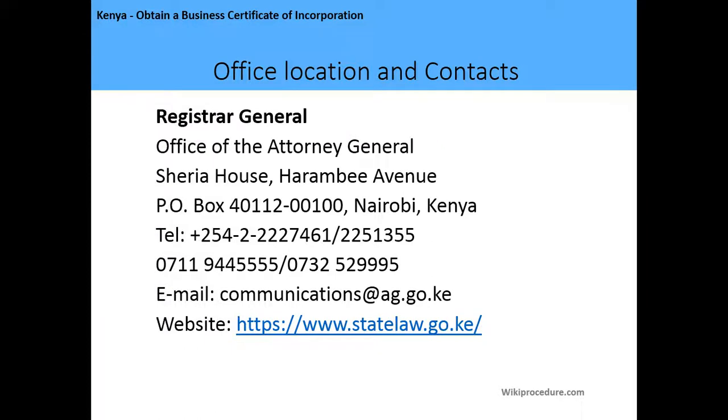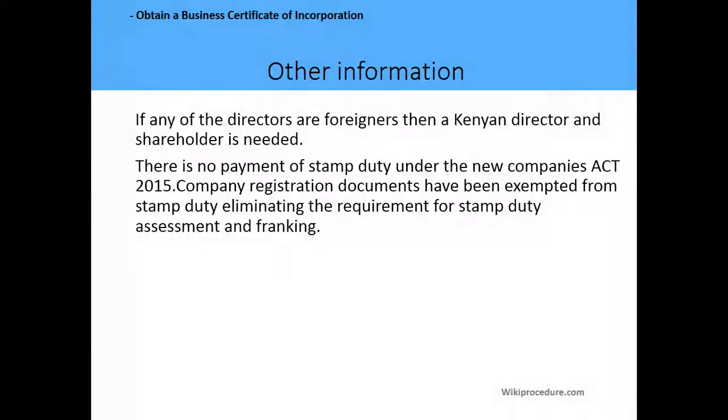The office location and contact information of the Registrar General: they are at Sharia House, Arambe Avenue, and you can contact them through their website, www.statelaw.go.ke. Other information is that if any of the directors are foreigners, then a Kenyan director and shareholder are needed, and there is no payment of stamp duty under the new Companies Act. Company registration documents have been exempted from stamp duty, eliminating the requirement of stamp duty assessment and franking. And 10,000 shillings is the flat rate which is paid regardless of the nominal share capital.